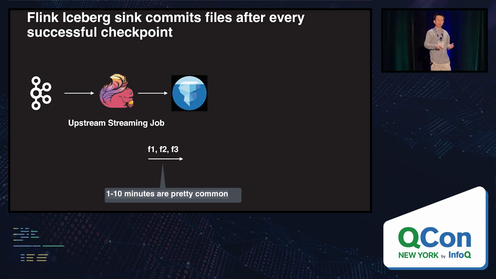If we commit too frequently, like every second, we're going to create a lot of small files, and also create a lot of metadata files for Iceberg to keep track of. Too many metadata files can also stress the Iceberg metadata system. But if we commit too infrequently, like every hour, we can delay the availability of the data to the downstream consumers.